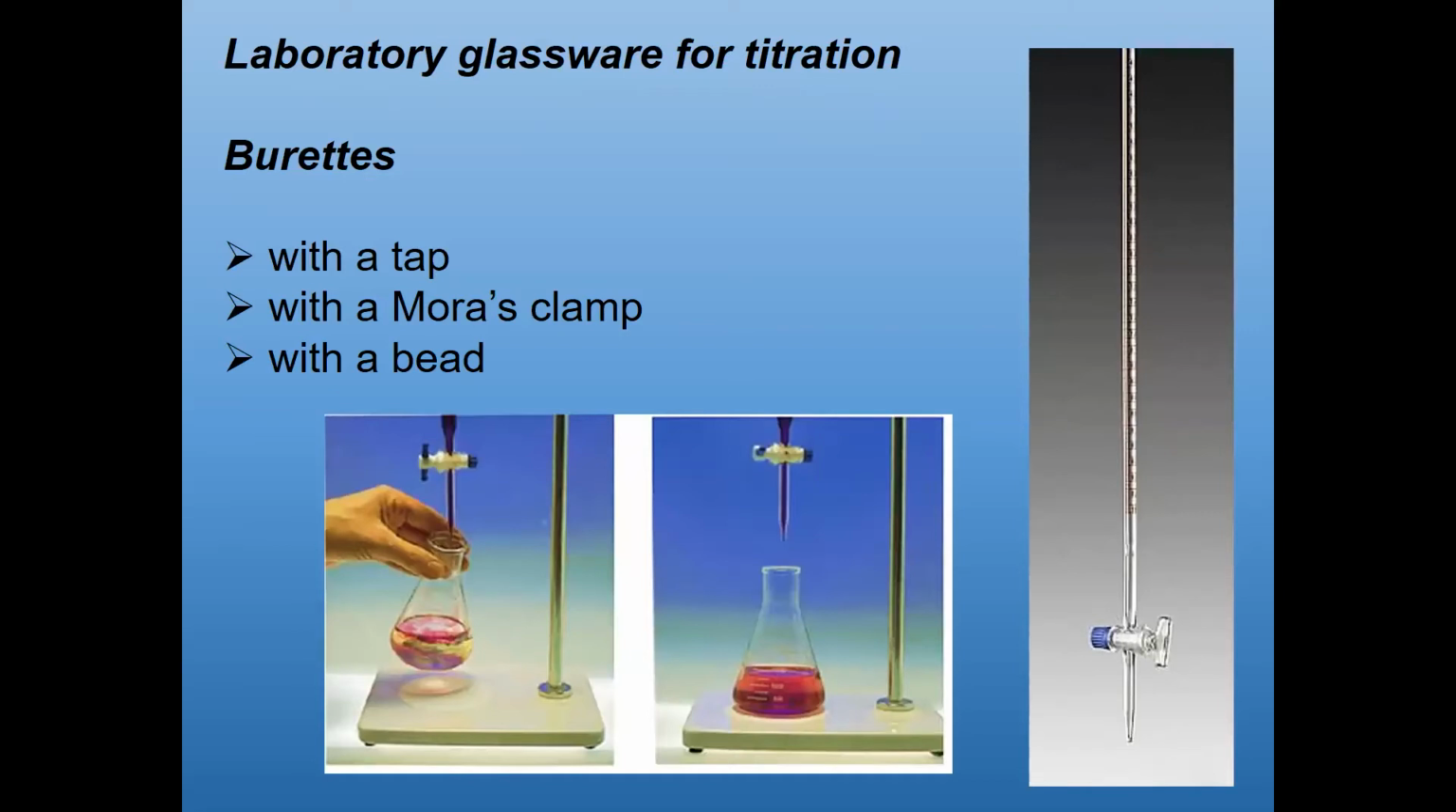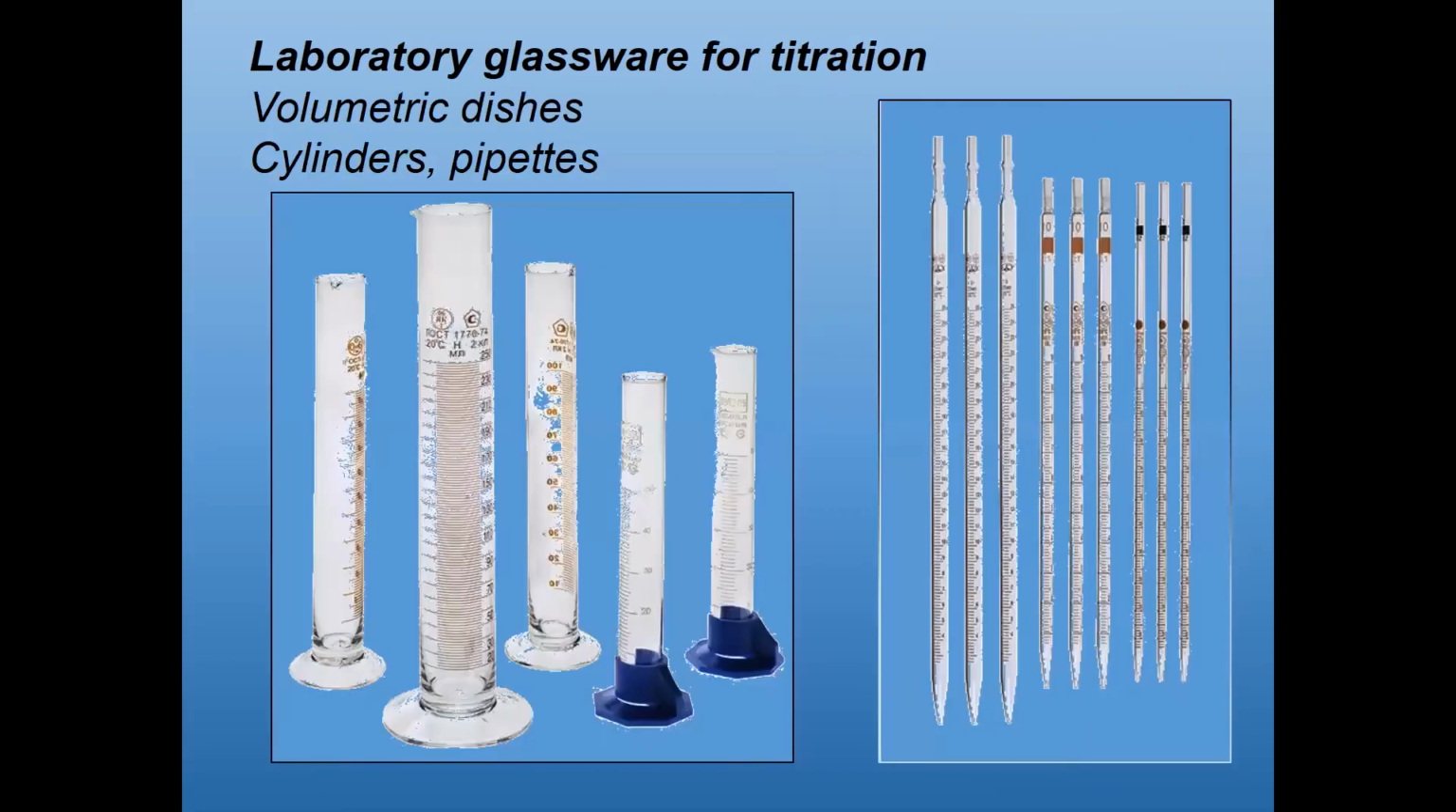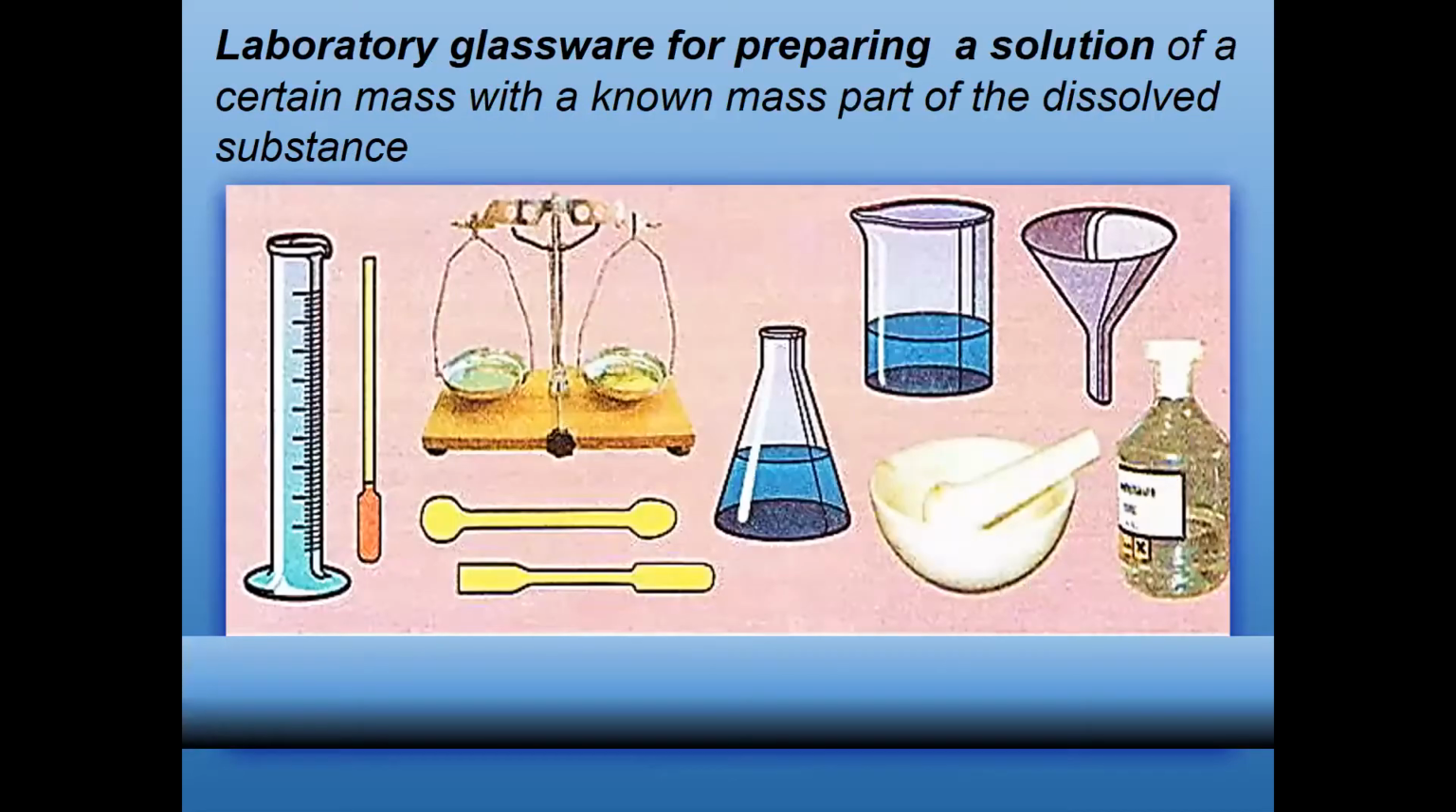Laboratory glassware for titration. You can see burettes with stands, clamp, or bead. Volumetric dishes, cylinders, pipettes. Laboratory glassware for preparing a solution of a certain mass with an unknown mass part of the dissolved substance.